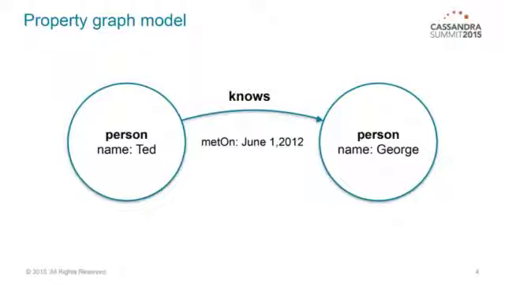We add another vertex, and then we add in the other main component, which is an edge, as you probably already guessed. But the edge has a direction, goes from Ted to George. There's a label on there typing that edge. And then again, you can assign an arbitrary number of properties to that edge.